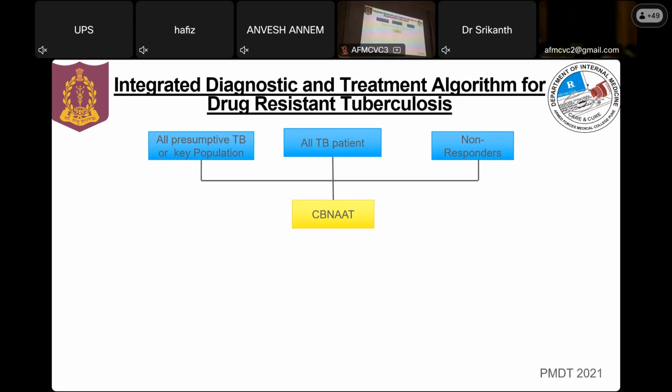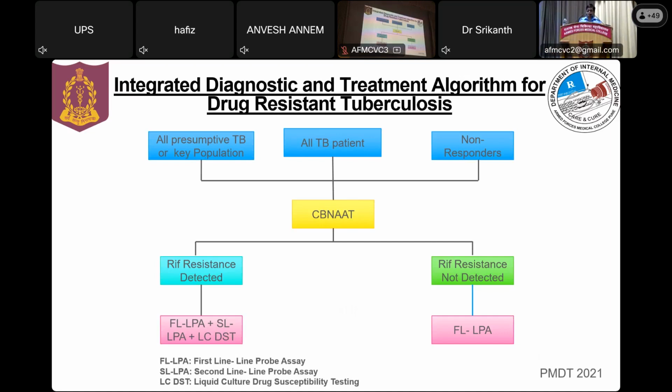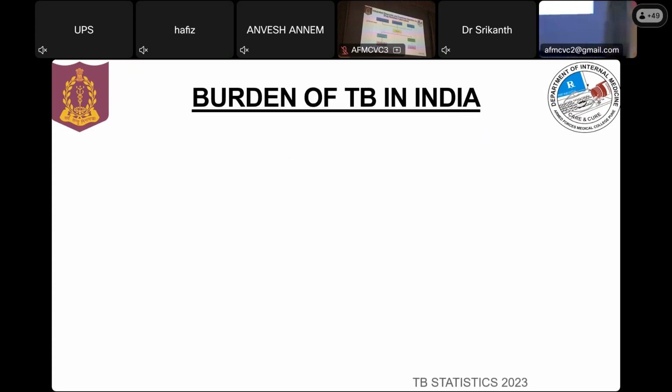So, coming to the integrated diagnostic algorithm, all presumptive TB cases or all TB patients who are non-responding to therapy should go for upfront CBNAT at the time of presentation to the DOT center or in the OPD. And if rifampicin resistance is detected, they have to undergo first line LPA, second line LPA, and liquid culture drug susceptibility testing. And if rifampicin resistance is not detected, then first line LPA is sufficient. This is as per the latest guideline by the National Tuberculosis Elimination Program. This is the algorithm which we are supposed to follow.